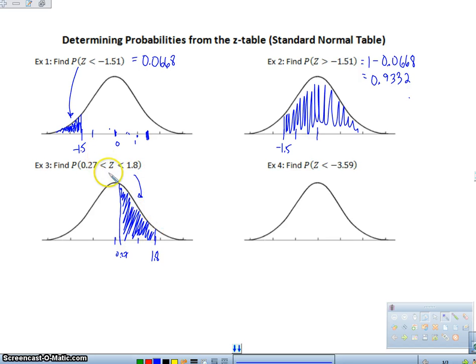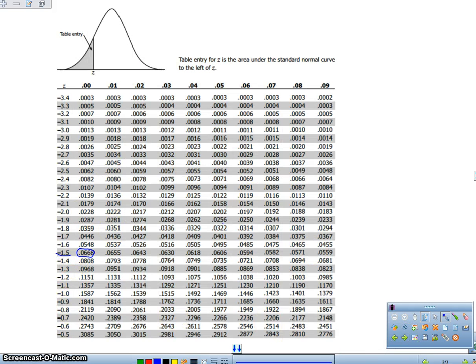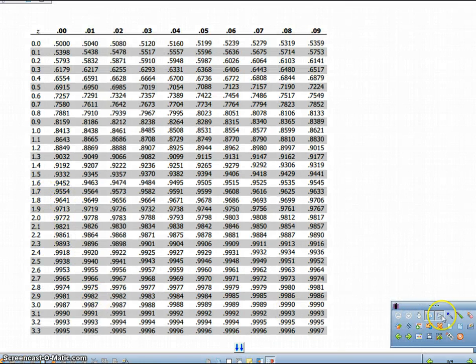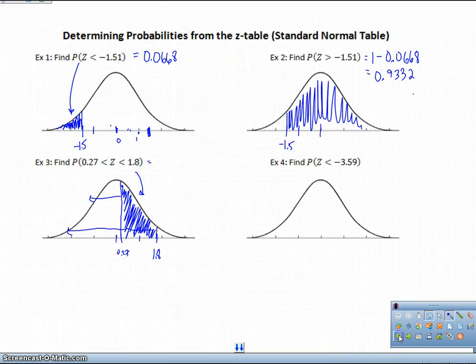So what we're going to do is look for this z-score, which will give us all the area all the way over here, and look for this z-score, which will give us the area all the way underneath, and we'll subtract the two. So let's look for positive 1.8. 1.8 is right here, which is 0.9641.